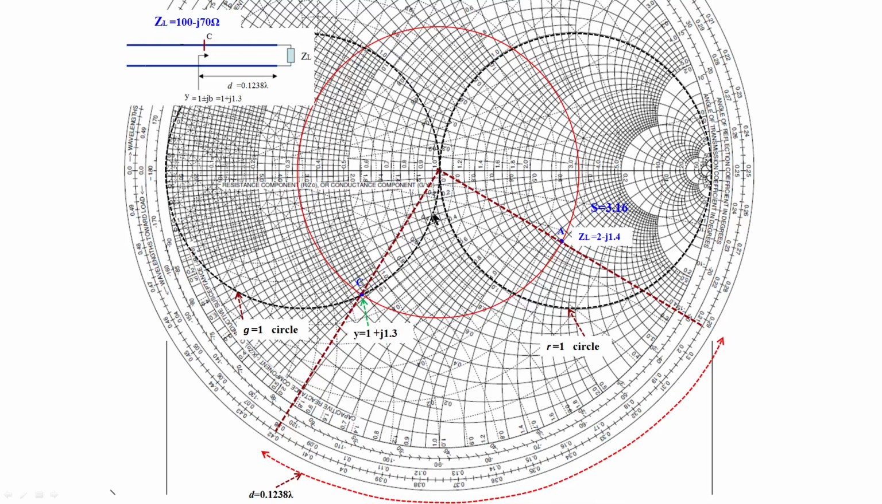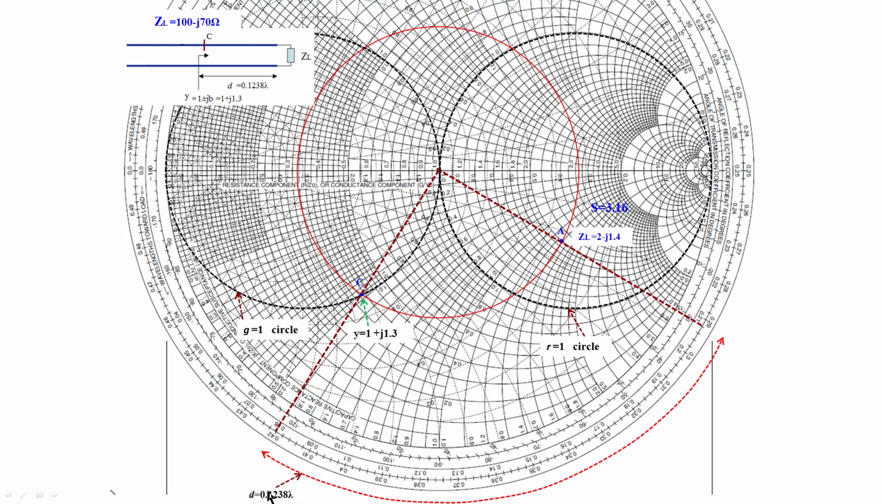See, this is g equal to 1 for stub matching. Wherever it cuts, you stop. Mark this point and draw a line passing through that point to the wavelength scale. Note down the distance from the load to here. It is around 0.1238 lambda. I did it approximately; you do it on your Smith chart.